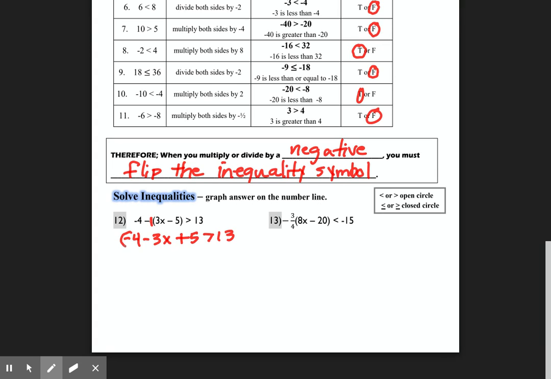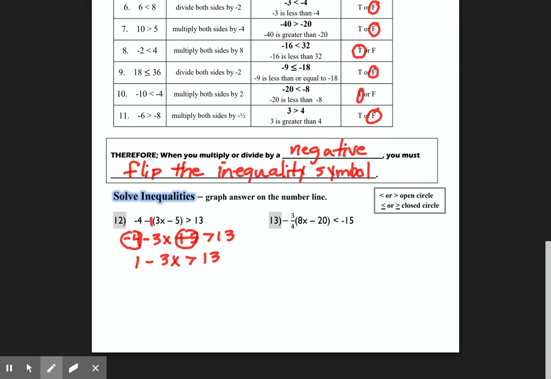So we're going to combine the like terms here. -4 plus 5. So remember the little row row your boat song? Same signs add and keep, different signs subtract. So we're going to subtract. So -4 plus 5 or 5 minus 4 is 1. Take the sign of the higher. Then you'll be exact. So the higher number is a positive. So we're going to look at 1 minus 3x is greater than 13.